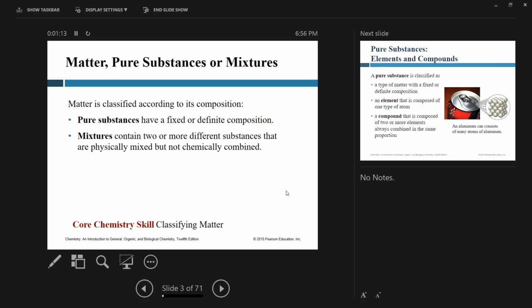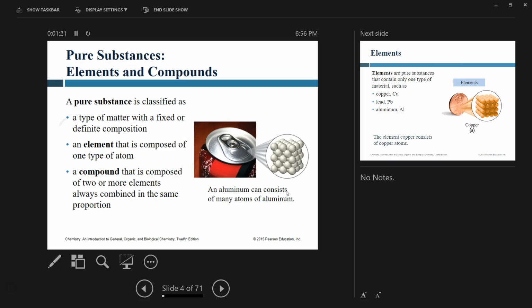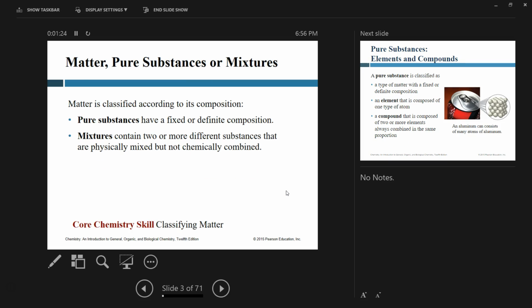So how can we classify matter? It's kind of branched. And we're going to start with the separation into pure substances versus mixtures. So a pure substance will have a defined composition. Say you somehow obtain water that contains only molecules of H2O. Is that a pure substance? Yes.